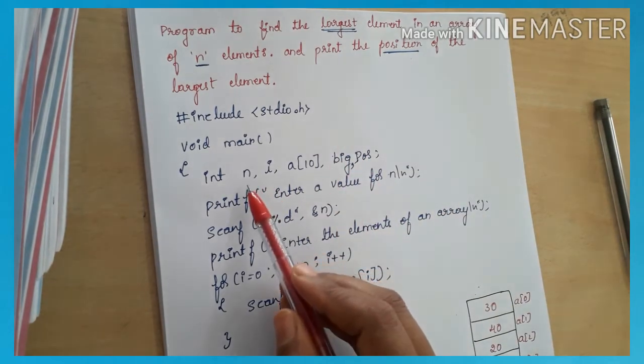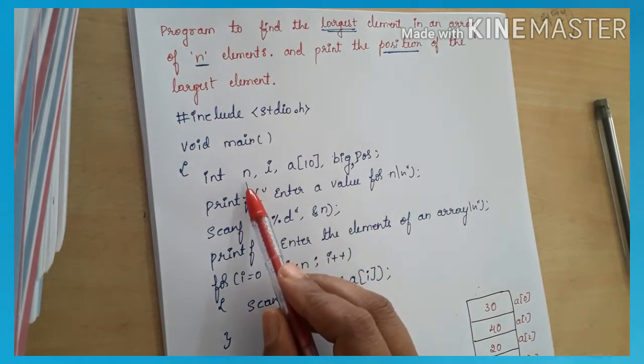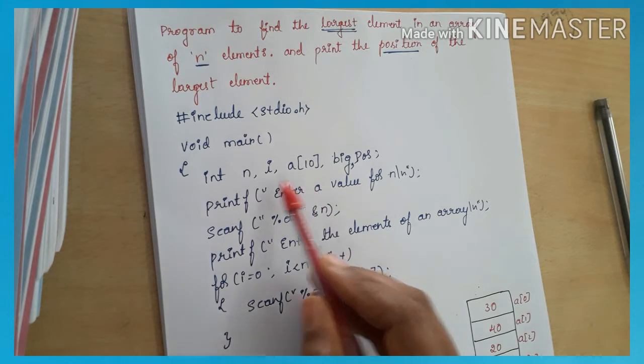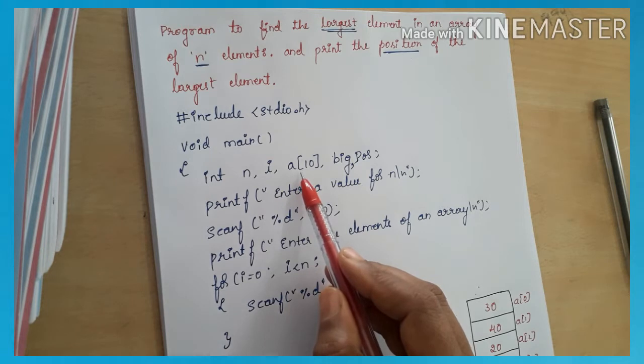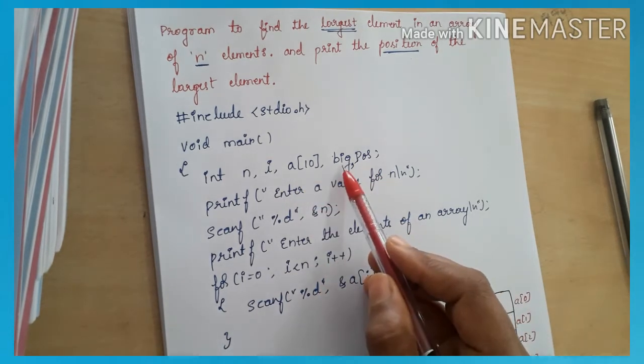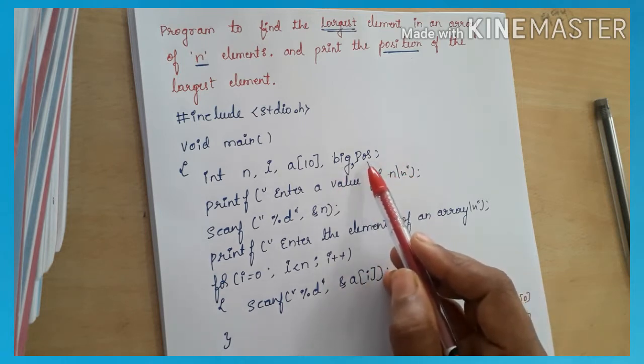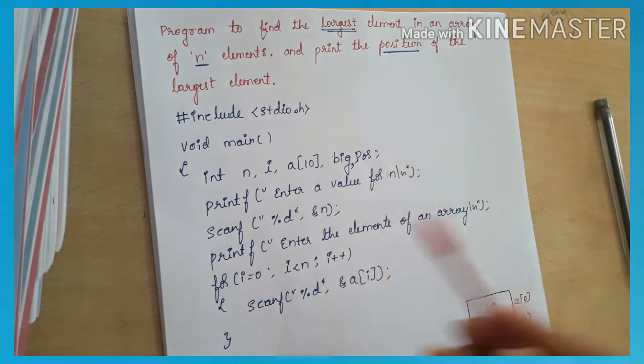Next, declare the variables. First, I have taken an integer variable n, which indicates the number of elements that I want to be stored in the array. I, which is used to index the array elements. Next, array A, and the variable big, which is used to store the largest element of the array. The variable position, which is used to store the position of the largest element of the array.